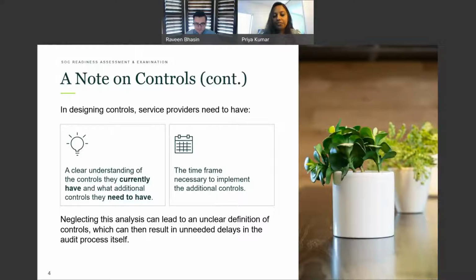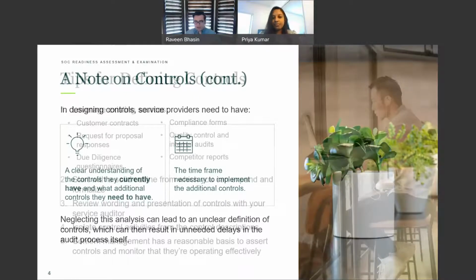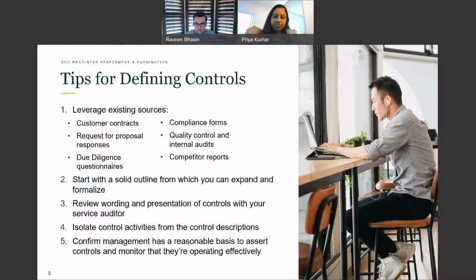Thanks, Priya. And so let's talk about how do you go about defining your controls. So control activities typically are key points within your existing processes that you want to define and use within your SOC report. So where do you go about looking for these, right? So your customer contracts, your SOWs, MSAs typically have sections that outline your responsibilities and the customer's responsibilities as part of that contract. That's a good place to start looking.